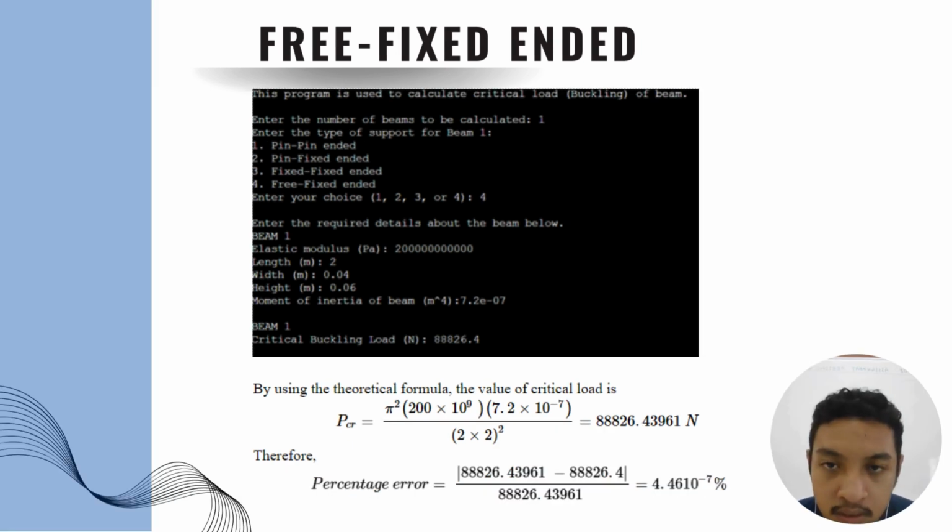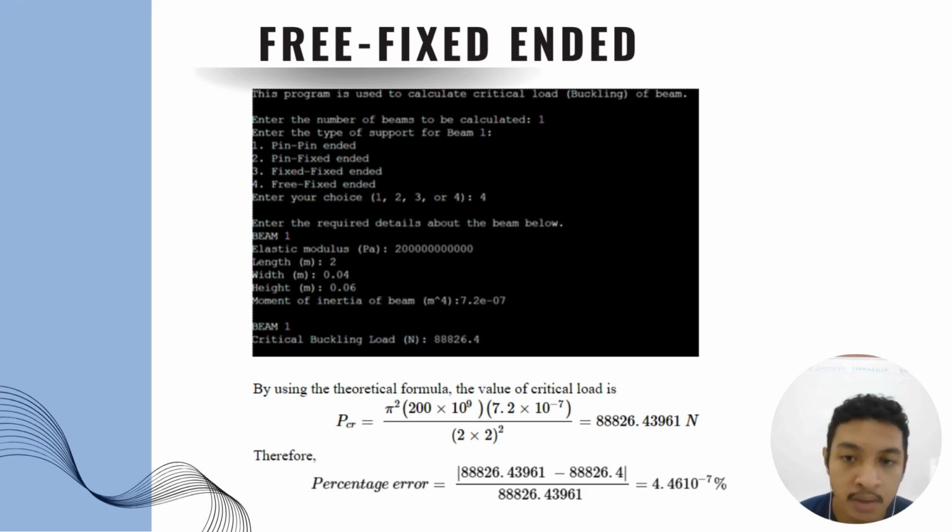So lastly is the free fixed ended beam. Similar to before, now we choose number 4, the free fixed ended beam. The elastic modulus, length, width and height, and also the moment of inertia of the beam are the same as before, which is 7.2 times 10 power of negative 7 meter power of 4. The critical buckling load calculated by the program is 8882.64 Newton.